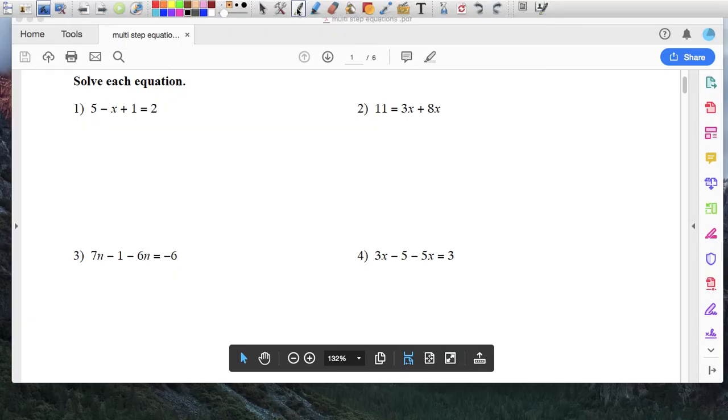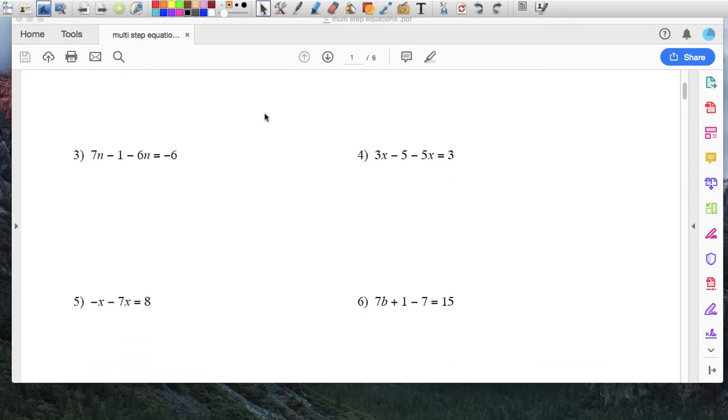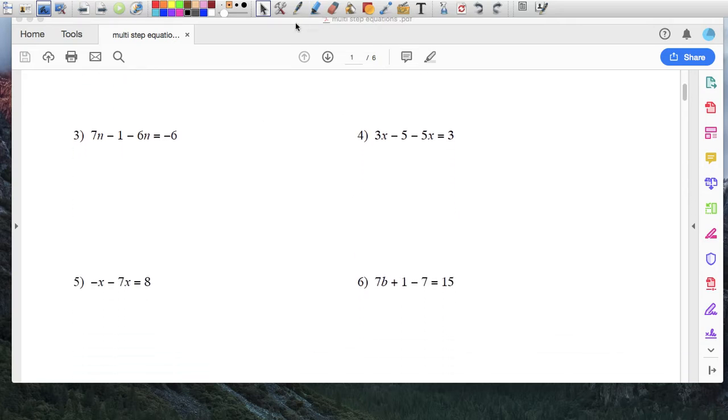Let's just start with 4 and 5. This is day 4. So 4 over here, I don't have distributive property to do, but I have combining like terms. So I can combine this guy with this guy. And if I rewrite it by putting like terms next to each other, 3 minus 5, if you just think about it, is negative 2x minus 5 equals 3.